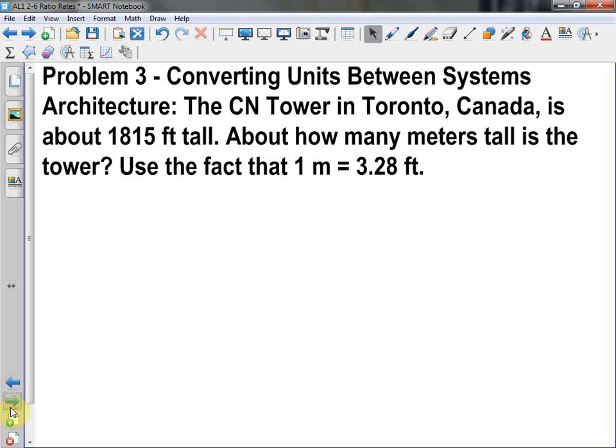All right, so here we have a tower in Toronto, Canada. It's about 1,815 feet tall. We want to know how many meters tall it is, using the fact that 1 meter is 3.28 feet. So I'm going to take my tower times, everybody, times. What unit is going to go on the top of my ratio? Unit means like meters, feet, gallons. So what unit's going to go on top? Meter. Why is meter going to go on top, Alcadio? Because 3.28 feet is bigger than 1 meter.